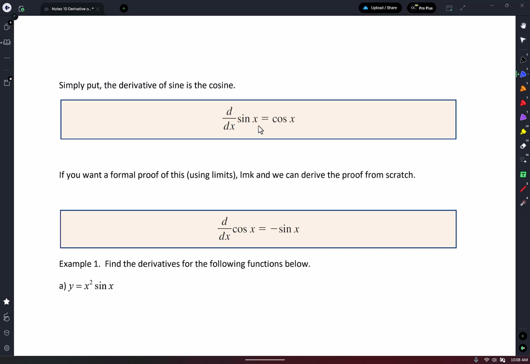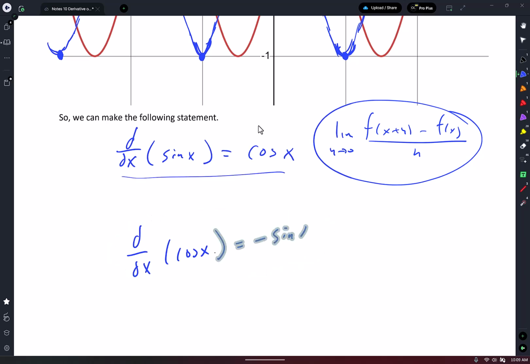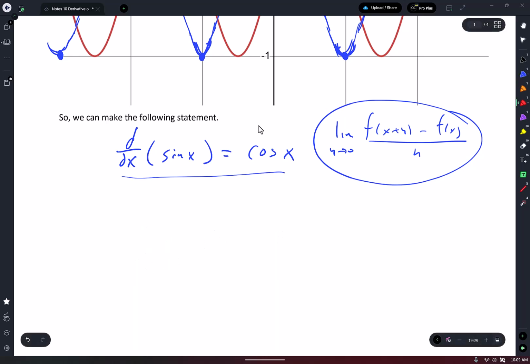Kyle asks: can you do the derivative of cosine x equals negative sine x? Yeah, we're just going to need the space here. We can do it. Not a big deal. Here we go. You want to do it formally, right? All right, so here we go.